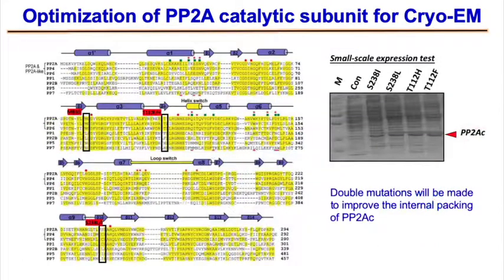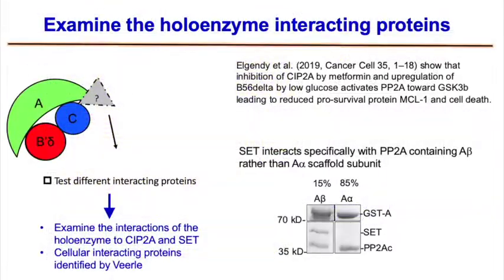But in the active conformation, all the PPP family have almost identical structure. So we're trying to introduce mutations at the two locations that create imperfect packing. Those mutants, we made them and they express very well. And we're trying to make double mutations, combining the different mutations to further improve the internal packing of the catalytic subunit.